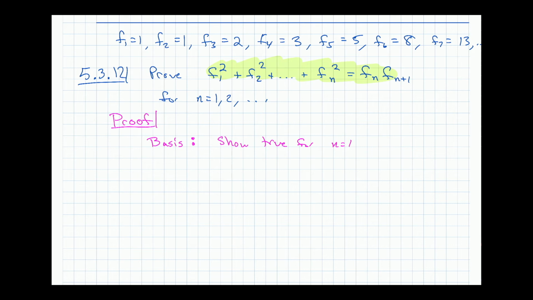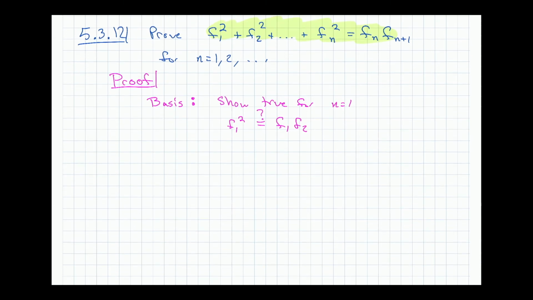So if we start at f1 and we go to fn, well, if n is 1, then we're stopping at f1 squared. So it's actually just f1 squared. That's what you have on the left. And then on the right, if you put in n equals 1, this will be a 1 and this will be a 2. So f1 times f2. And we don't know if that's true, but that's what we're supposed to be checking. So that's the property for n equals 1.